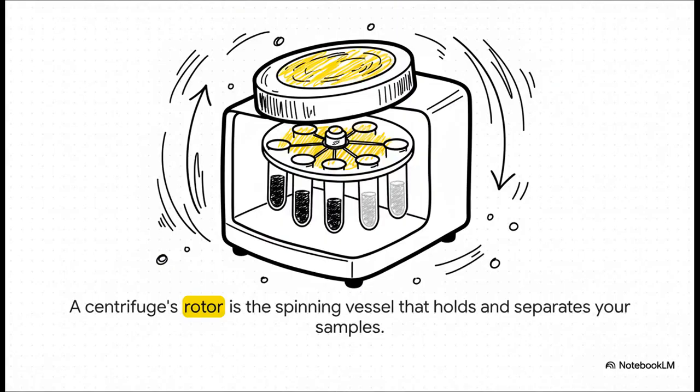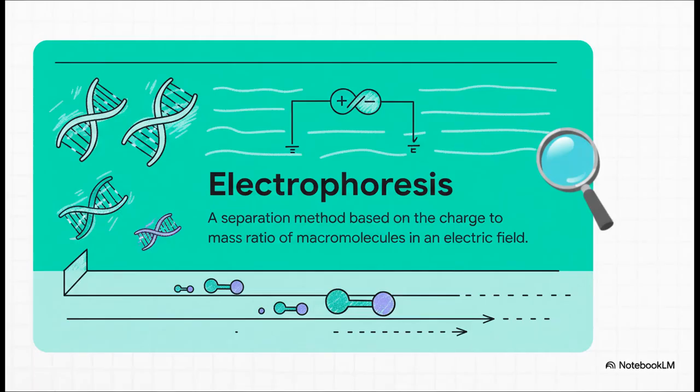A centrifuge. You see, the samples go into those little tubes, which are placed in the spinning part called a rotor. You close the lid, set the speed. We're talking thousands of spins every minute, and press start. When it's done, all the heavy stuff is packed at the bottom. Simple. Okay, our next separator is called Electrophoresis.